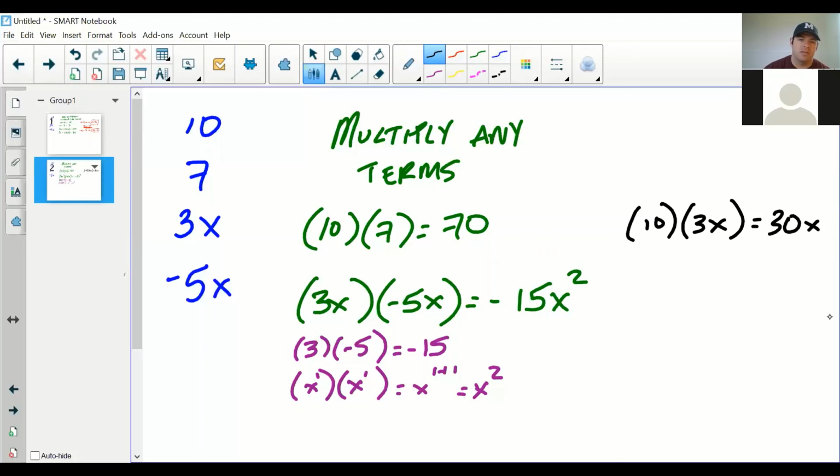Similar situation, I'll go ahead and just do 7 times -5x. Again, -5 times 7 would be -35. There's only that 1x hanging around. So when we multiply that out, we'd have to have that attached to our -35. We'd have -35x.